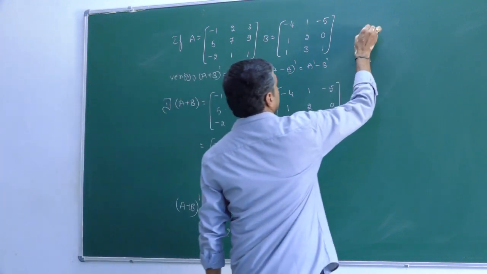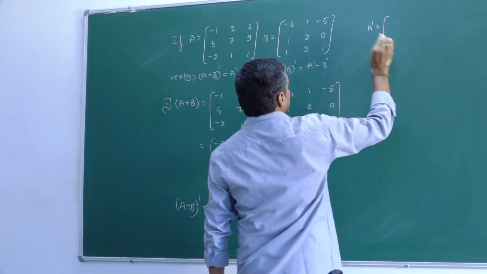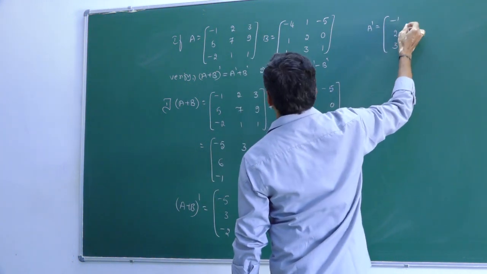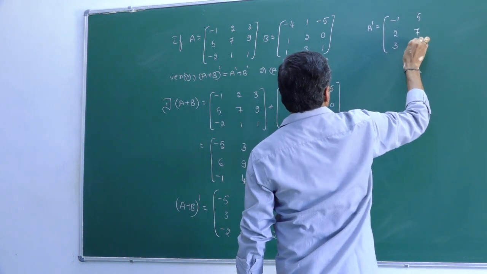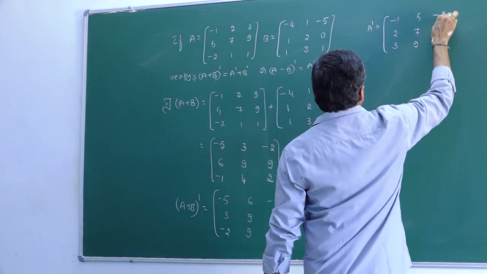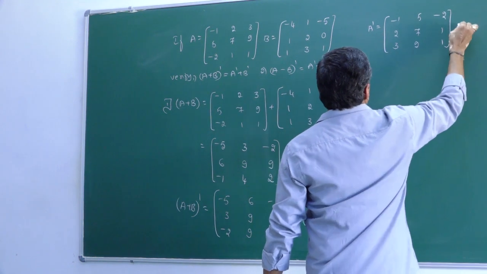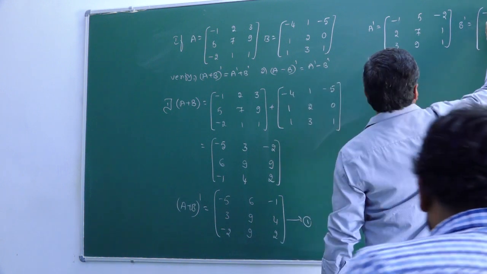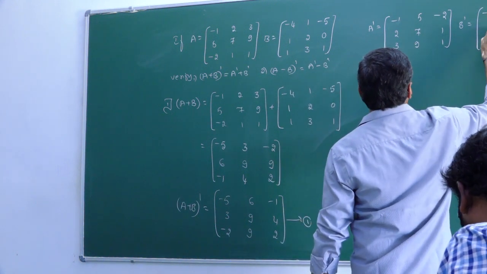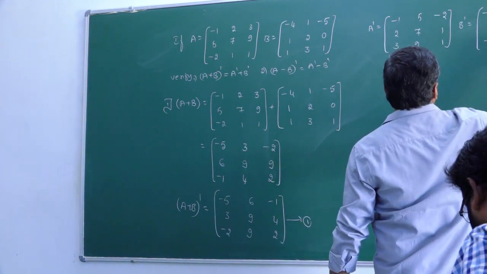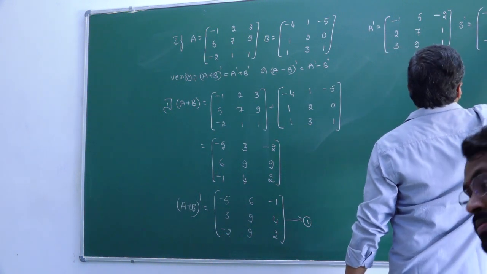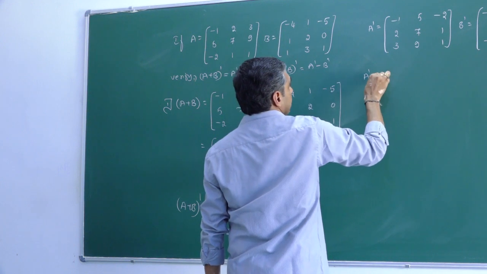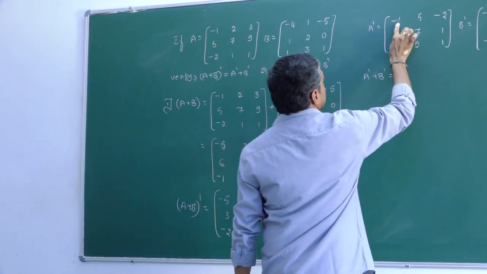Next, what I require is A transpose. What is your A transpose? Directly we can write minus 1, 2, 3, 5, 7, 9, minus 2, 1, 1. Next, I am writing B transpose. Okay. So minus 4, 1, minus 5, 1, 0, 1, 3, 1. Now adding these two, A transpose plus B transpose, you add these two, yes.